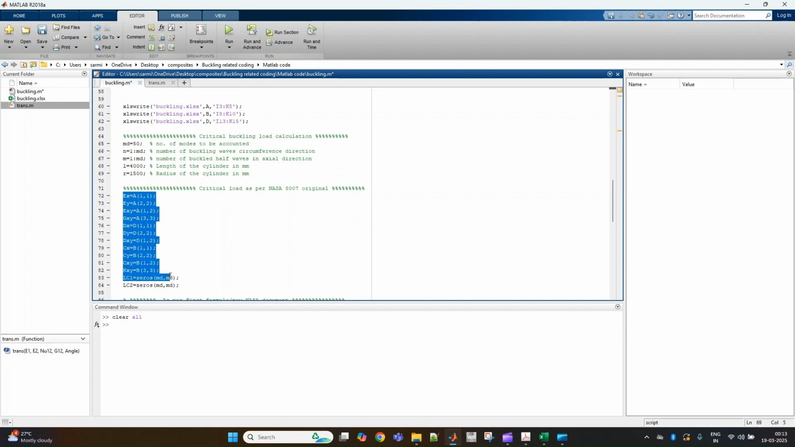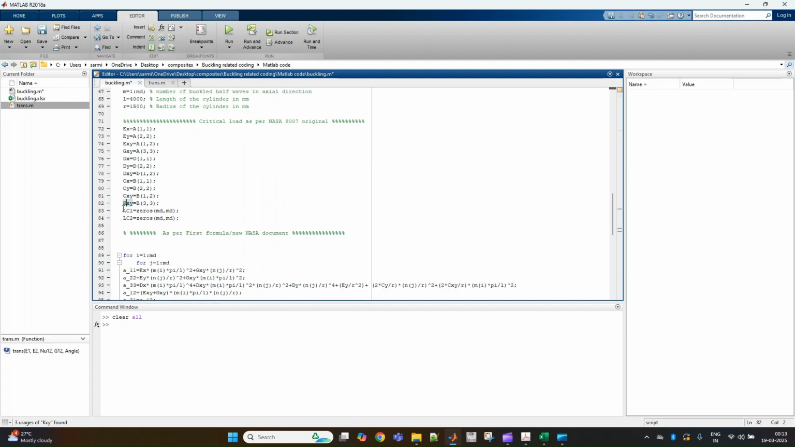And now the main thing is how these values are calculated. As I was mentioning, Ex, Ey, Exy, and Gxy are the stiffness values, which are taken from the A matrix. Then the D matrix is the D matrix, there is no confusion about that. The C matrix is actually the B matrix, and one value Kxy is also from the B matrix. Now, LC is the lowest, that is the critical load, for method one and method two.